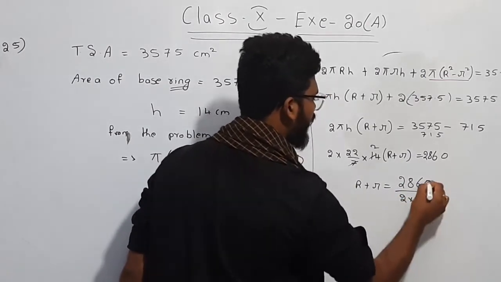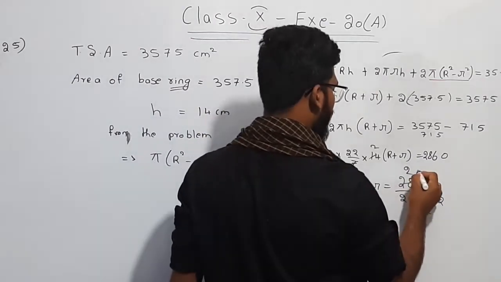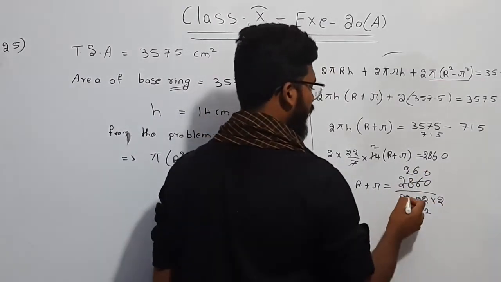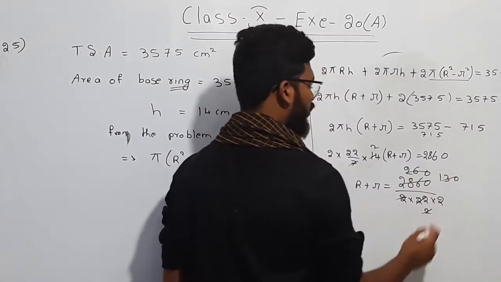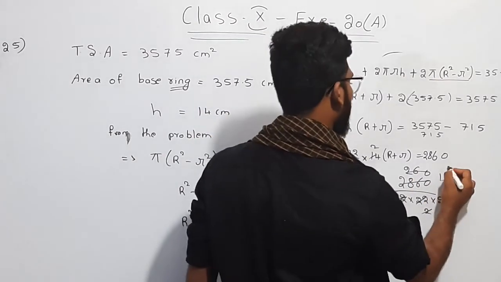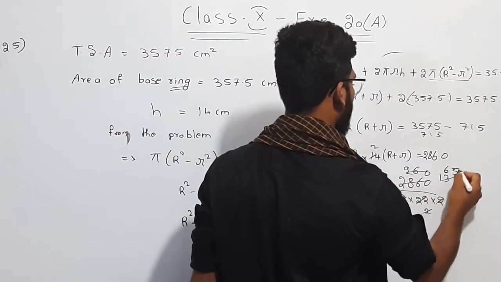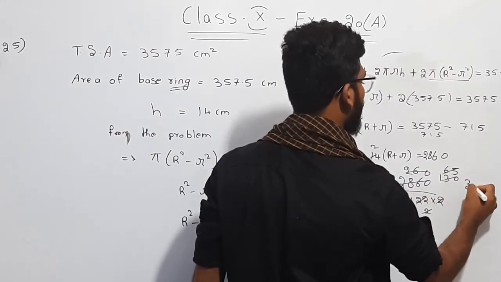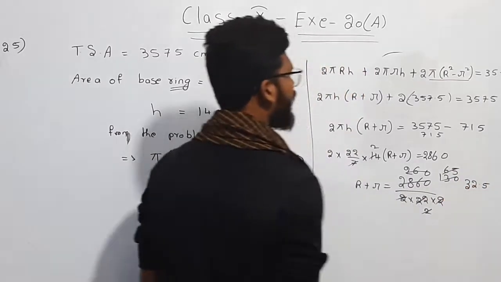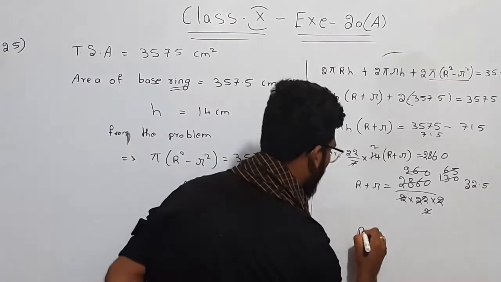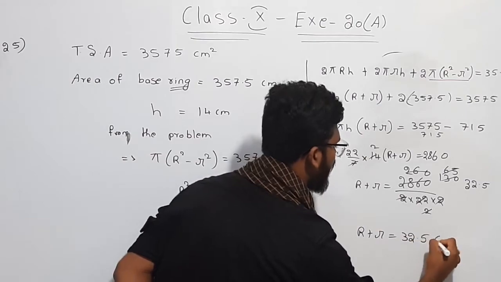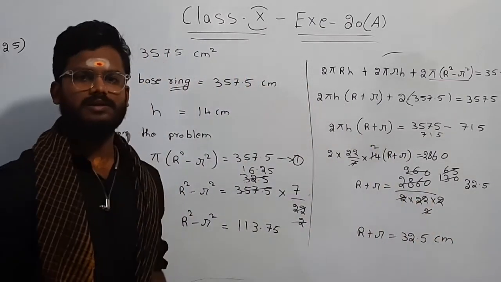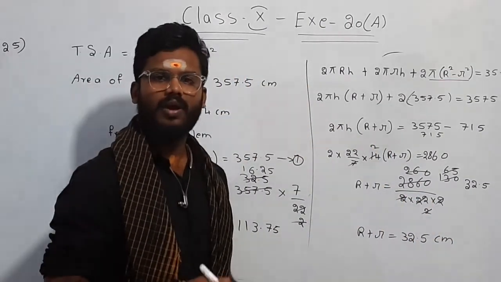So 11 twos are 22. 11 2 is 22. 60 to 130 to how much it is? To 65 and it is to 32.5, right? So it is 32.5. Therefore, R plus r equal to 32.5 centimeters. But what we have to find?